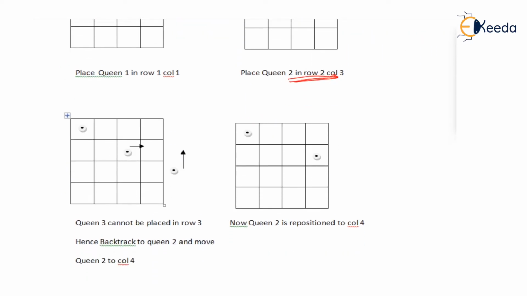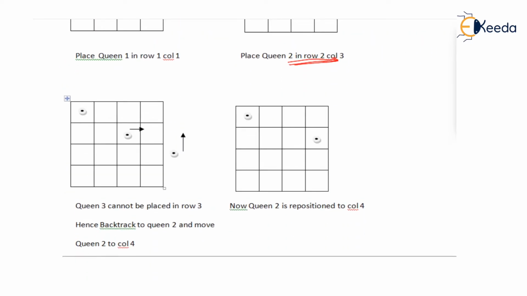Now what? Now let's try to place the third queen. We are going to fall in trouble now. We have placed the first queen in row 1, column 1. We have placed our second queen in row 2, column 3. Okay. So they are not attacking each other right now. First two queens are really in peaceful arrangement. Now let's try to place the third queen.